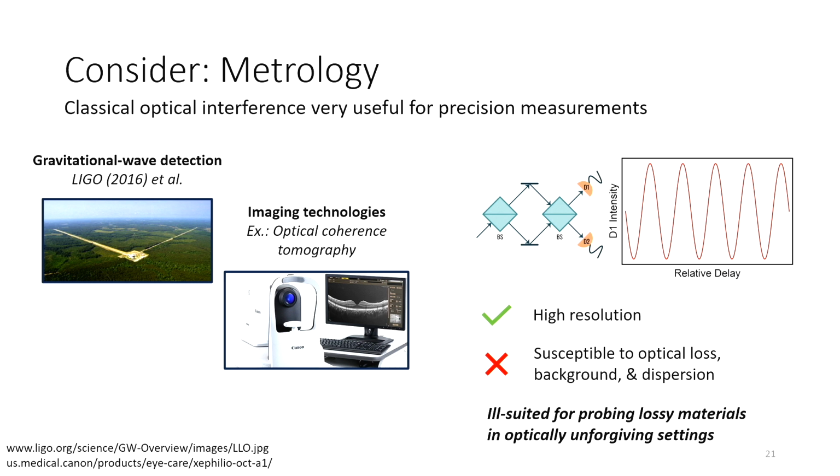We can consider metrology as a candidate. As we heard earlier today, classical optical interference is very useful for precision measurements with many applications ranging from gravitational wave detection to imaging technologies. The advantages include easily being able to get high resolution. However, it's susceptible to optical loss, background, and dispersion, which makes it ill-suited for probing lossy materials in an optically unforgiving setting.